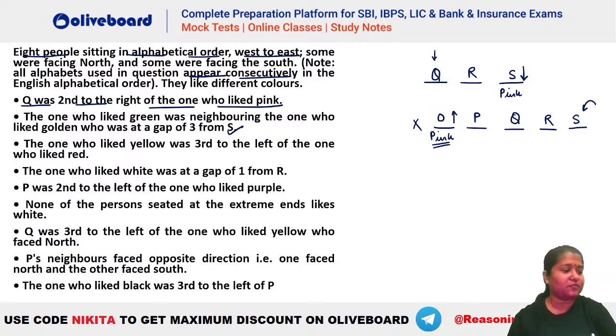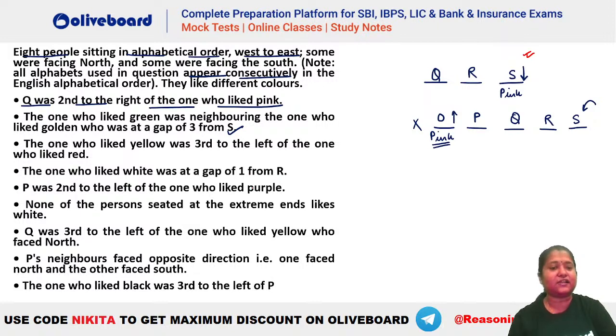ठीक है, I hope this is clear. We will check whether Q is facing the south or not. ये तो मैंने गलती से बनाया था, you can see this will be the valid case, QRS इस तरह से होगा, ठीक है। चलो अब आगे चेक करते हैं क्या दे रखा है। So you can see this has to be the case here. और क्या दे रखा है, the one who liked yellow was third to the left of the one who liked red. The one who liked white is at a gap of 1 from R.